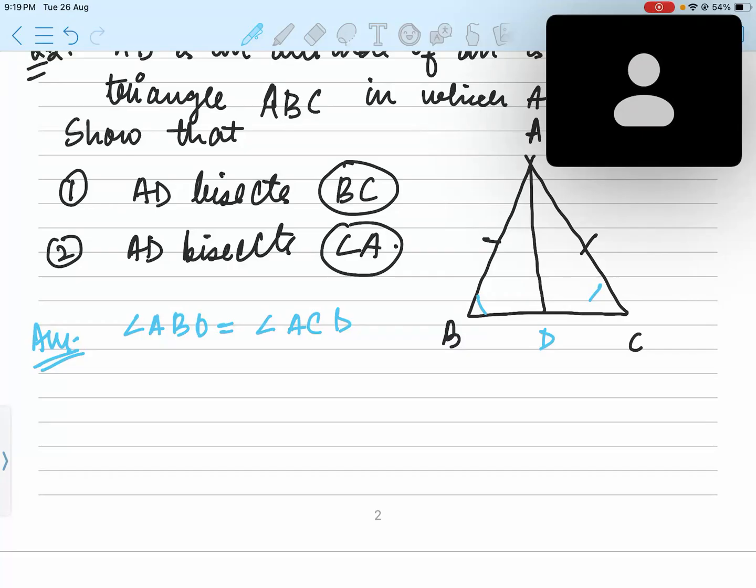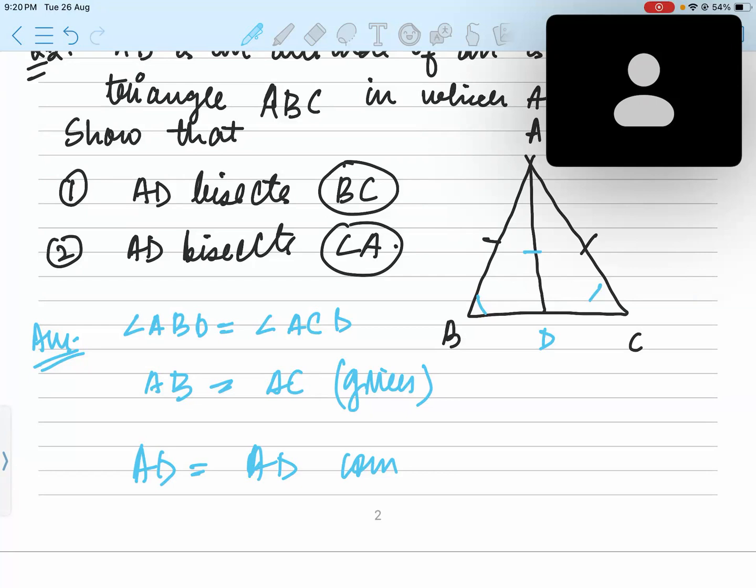Next, AB is equal to AC. That's given. Correct. And then AD is common. So by SAS congruence.